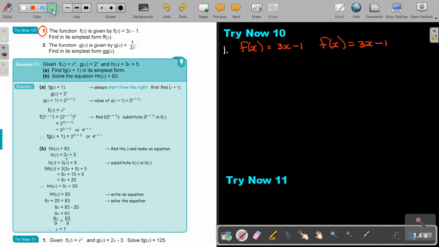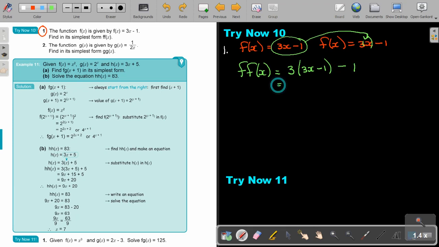So if I ask you then, f, remember I can just say f. I can leave out that x, okay? But in this case I was putting it. Now it's just take this function, throw it into this one in the place of x. So you are going to get 3(3x - 1) - 1. That's all. And that's going to give you 9x - 3 - 1, which is going to give you 9x - 4. Final answer.